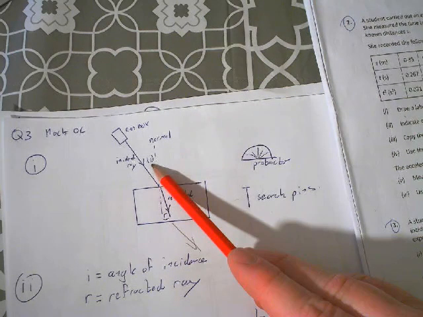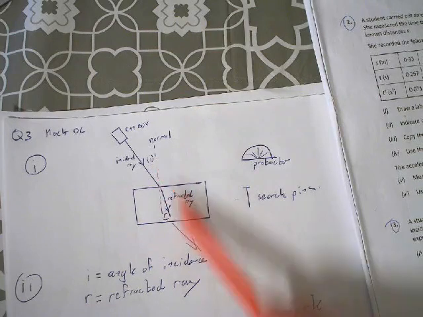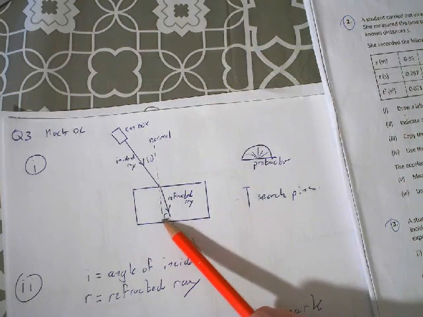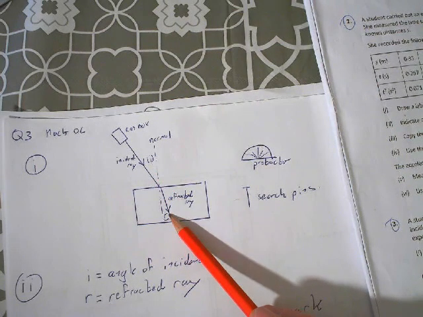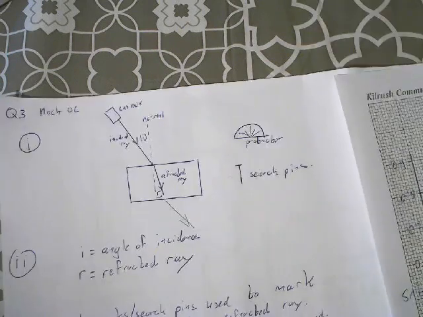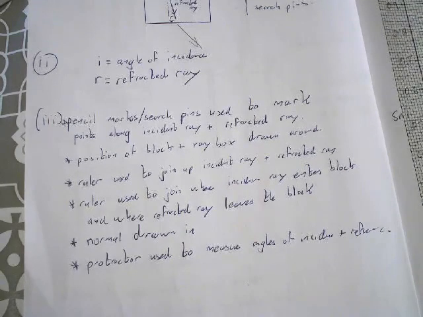Indicate in your diagram the angle of incidence and angle of refraction. There's your angle of incidence, between the incident ray and the normal, and there's your angle of refraction. The angle is between the normal and the refracted ray.